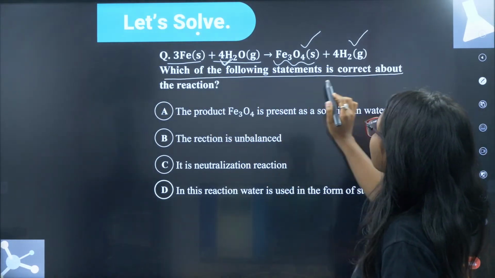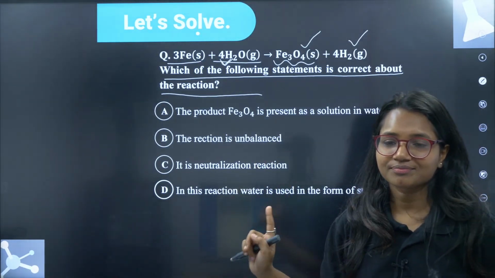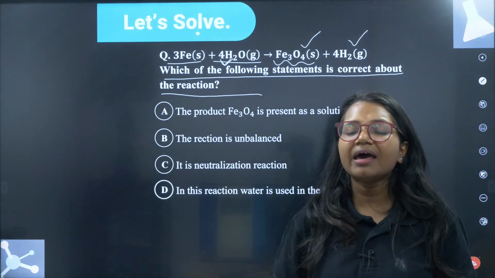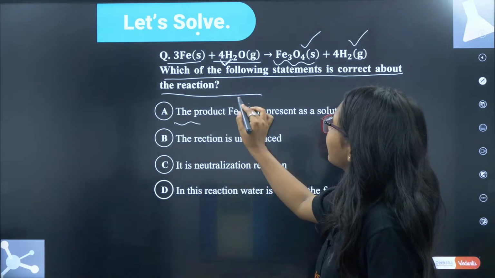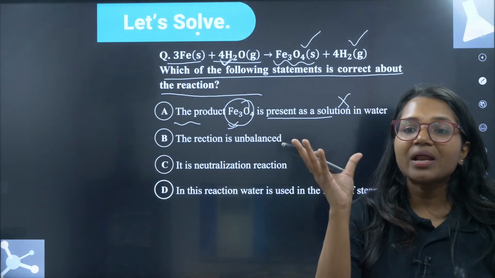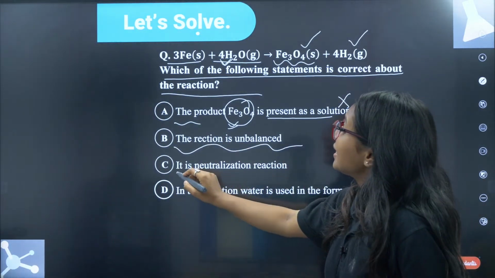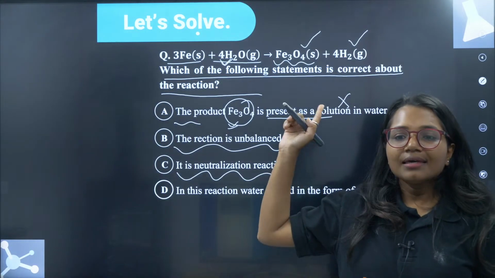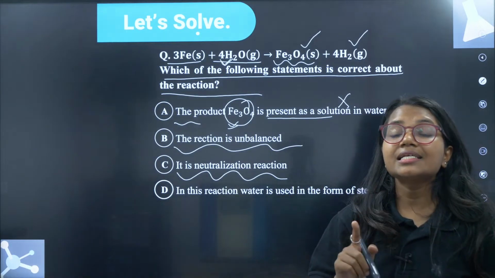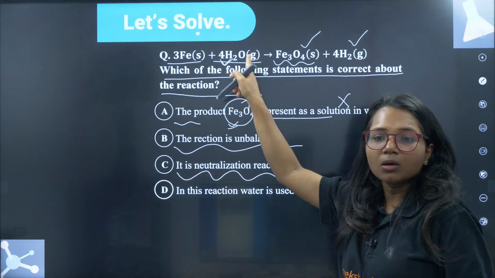Which of the following statements is correct about the reaction? Can you tell me which of the following statements is correct? Very good, Gautami. Very good, Skanda. Very good, Mayur. Absolutely correct. Very good, Somukh. The product Fe3O4 is present in the solution. It is not present in the solution, it is a precipitate. Yes, very good Vaishnavi. The reaction is unbalanced. It is a neutralization reaction. Is it a neutralization reaction, guys? It is a combination reaction. Very good, Sonu. It is a combination reaction, right? Yes, because iron is combining with water.